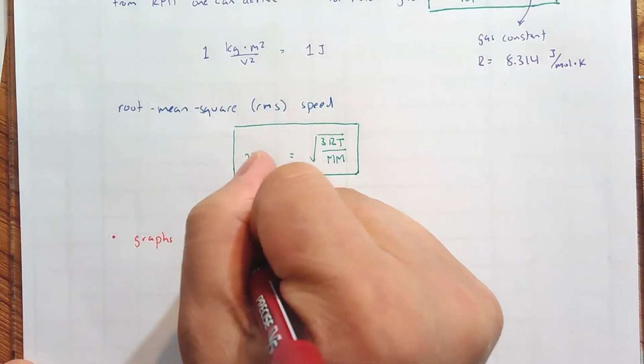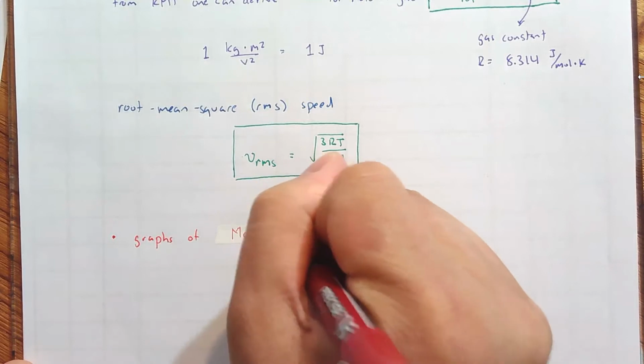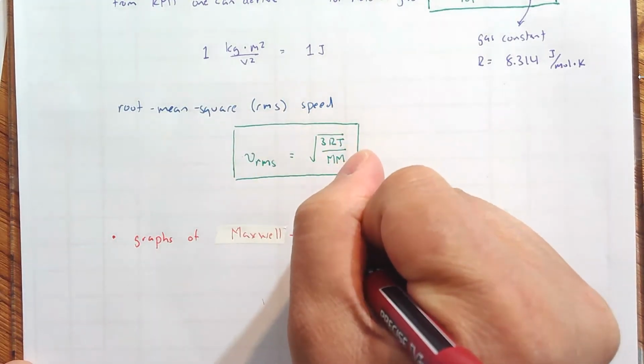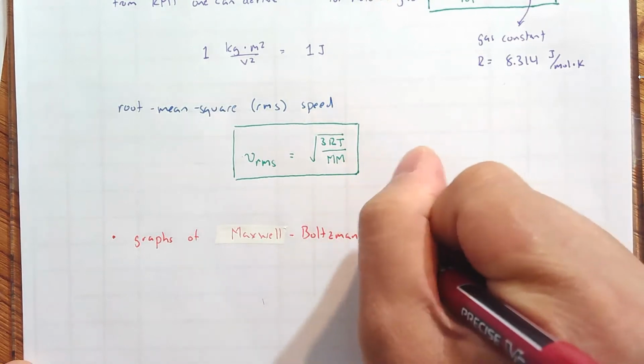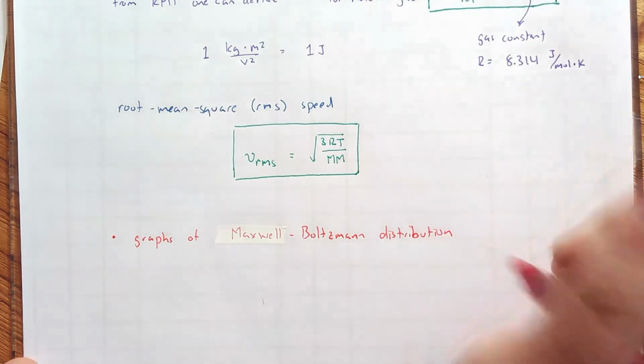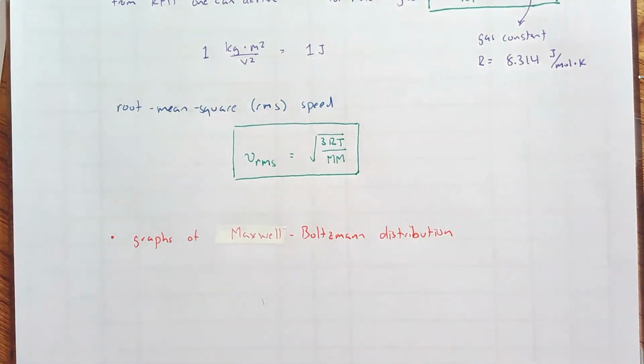Maxwell-Boltzmann distribution. Okay, let me show you 2 graphs.